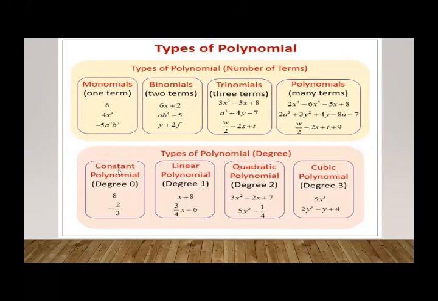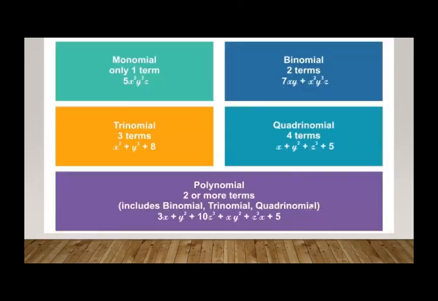Then according to types of polynomial by degree, the first one is constant polynomial whose degree is 0. The examples are 8 and minus 2 upon 3. The second is a linear polynomial whose degree is 1. We have the example 8x. We see the exponent of x is 1. Then the quadratic polynomial whose degree is 2, means in the expression the highest exponent will be 2. Then the cubic polynomial where degree is 3, means the highest exponent will be 3.